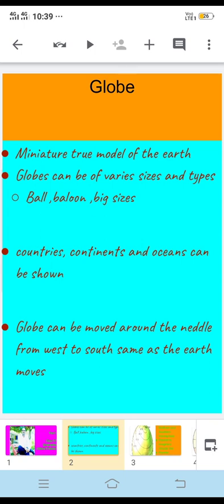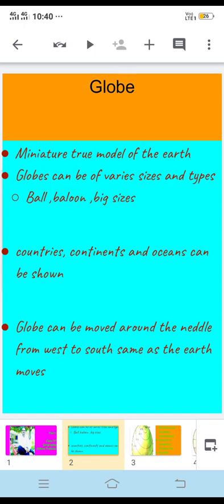The next thing is what is shown on the globes. So what can be shown on the globes? We can show the countries. We can show the different continents of the world. Then the globe can show the oceans. So these things can be shown with the help of a globe.